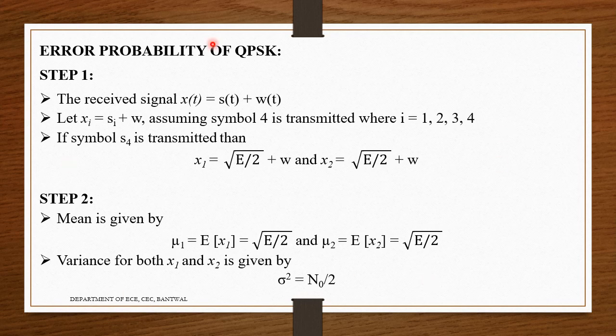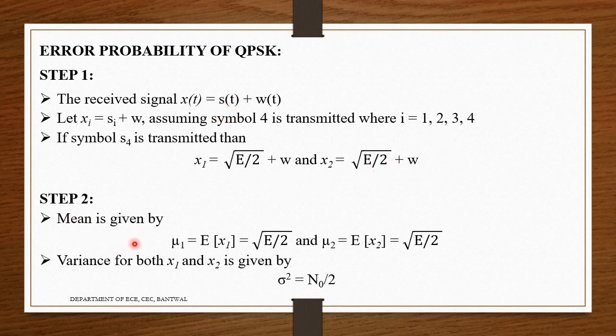So now I'm considering symbol 4. What is that symbol 4? Both x1 and x2 are plus root E by 2, that is 1 and 1, plus root E by 2 plus w, plus root E by 2 plus w. Okay, I'm considering the symbol 4, 1, 1.